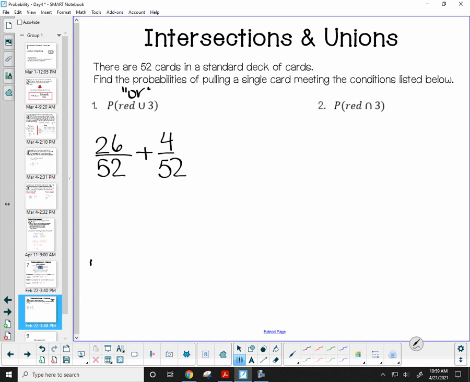Do we have an overlap we have to worry about? Did we double count? Yes, we have to subtract 2 out of 52 because we double counted the 2 red 3s. We have a 3 of hearts and a 3 of diamonds. They got counted both in the red category and in the 3 category, right? All right, so we have 26 plus 4 is 30, minus 2, that gives me 28 out of 52.